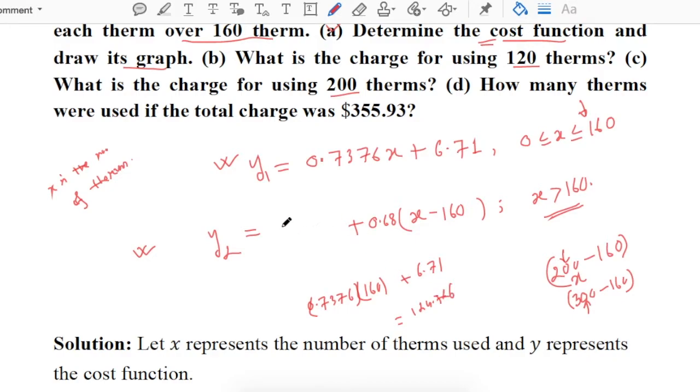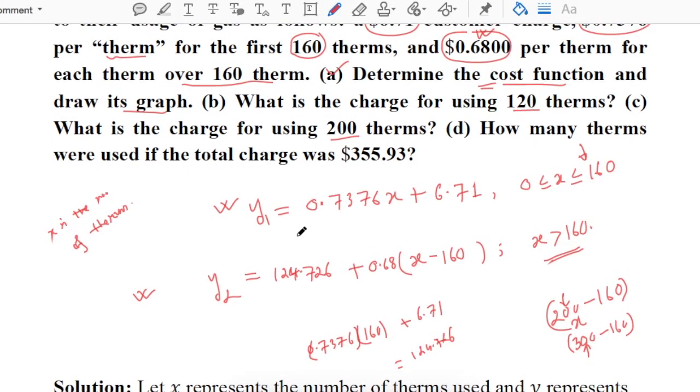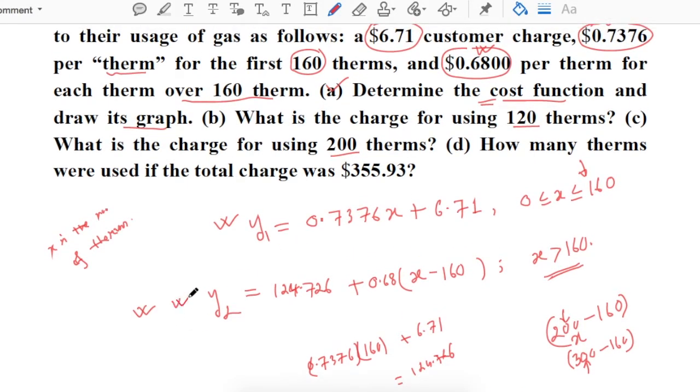124.726 plus this is the second function. And you may think that where is the fixed cost for the second piece? If you put 160 here, then fixed cost 6.71 is already included within this amount. Your customer charge is included here.